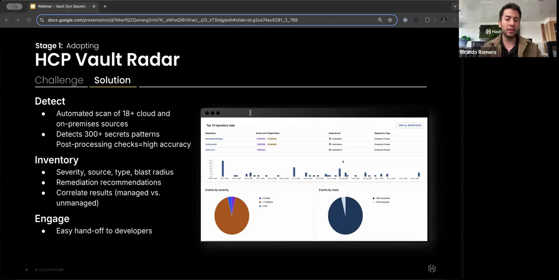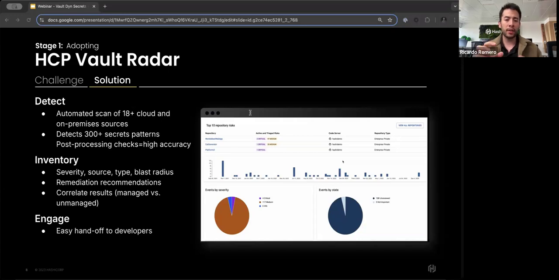In this process, there are three key phases in terms of managing those unsecure secrets, which are detect, inventory, and engage. So the first step is detect, right? As I said, Radar has the ability to scan many different data sources. We currently have support for over 18 data sources, including GitHub, Amazon S3, Slack, Jira, or ServiceNow. And we'll continue to work on that, adding more data sources as we keep moving forward.